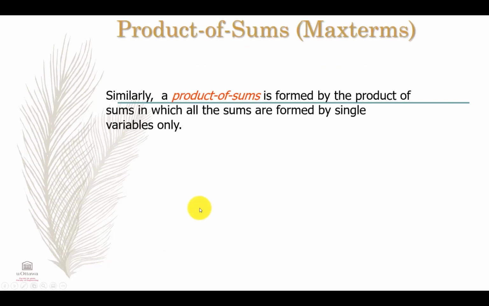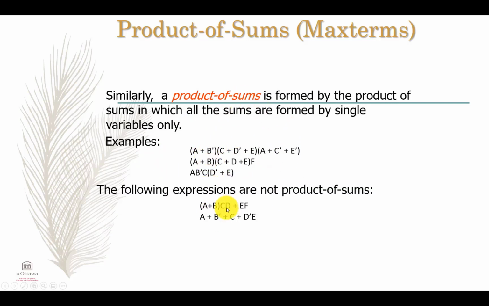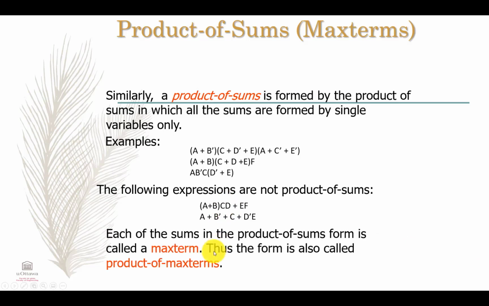When it comes to the product of sums, similarly, it is the product of sums in which each sum is formed by single variables only. What does that mean? That means that this is an example of a product of sums, while this is not an example of a product of sums. Why is it not an example of a product of sums? So each of the sums in the product of sums form is called a maxterm. Thus, the form is called a product of maxterms.